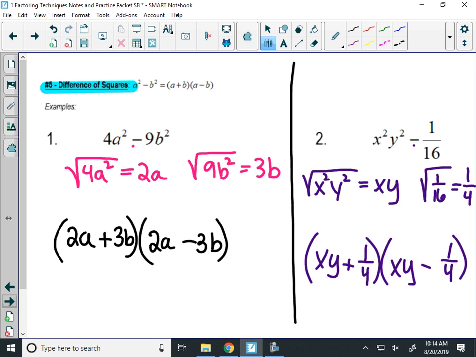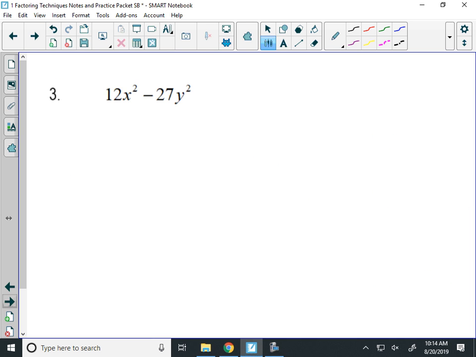Now, I know there seems like there's a lot of examples here, but there's a couple I just want to run through. So let's look at number 3. 12x squared minus 27y squared. It has a minus sign, so that's good. Can I take the square root of 12 and 27? No. What do I need to do first? GCF. What's the GCF? 3. So I'm going to divide out a 3. We'll have 3 times what? 4x squared minus 9y squared.